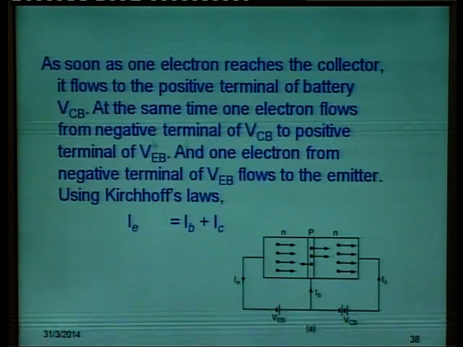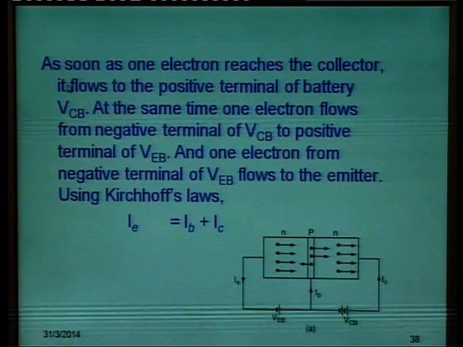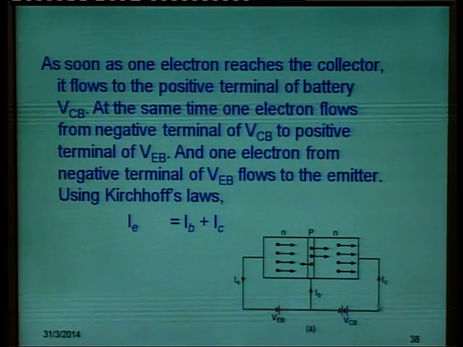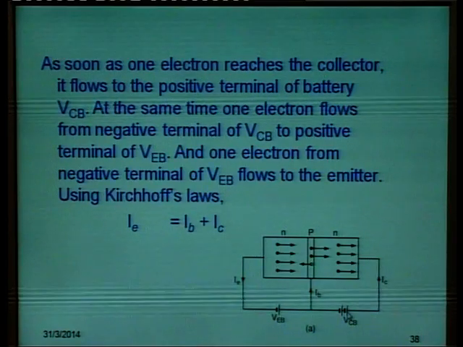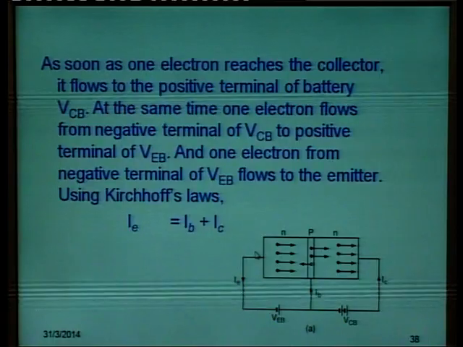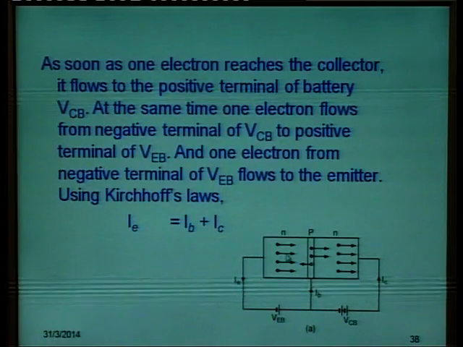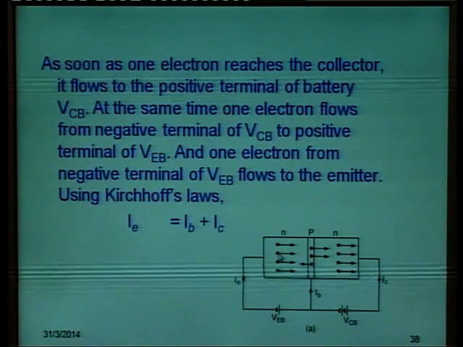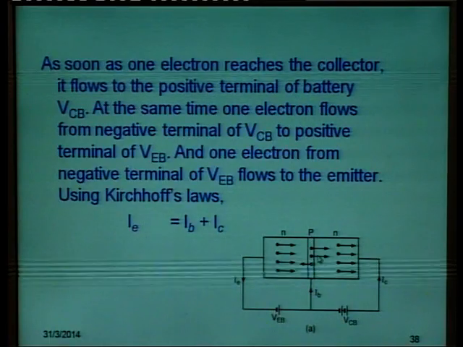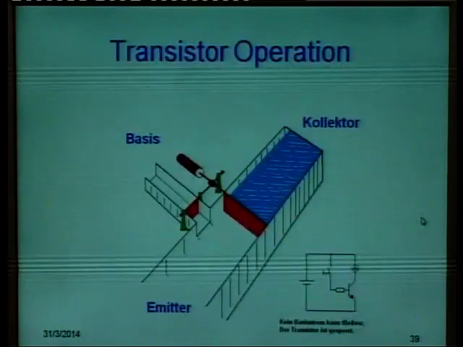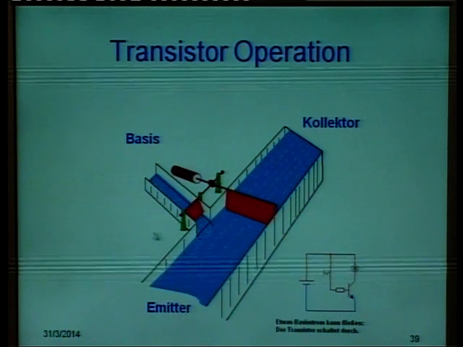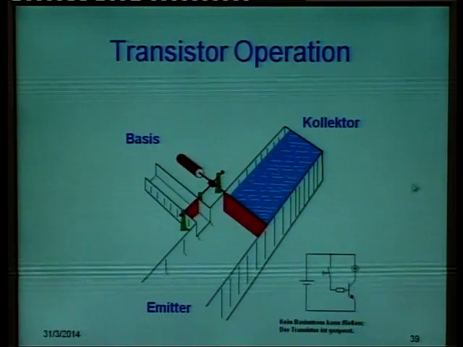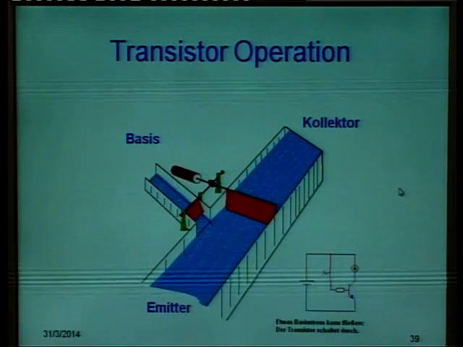and then as soon as the electron reaches the collector, it flows to the positive terminal of the battery. As soon as an electron reaches the positive terminal of the battery, the covalent bond in the emitter side is broken, and so the electron from VEB enters into the emitter. So, this is how the electron flows in NPN transistor. This is the operation of a transistor. If you see, base controls the emitter current and the collector current.